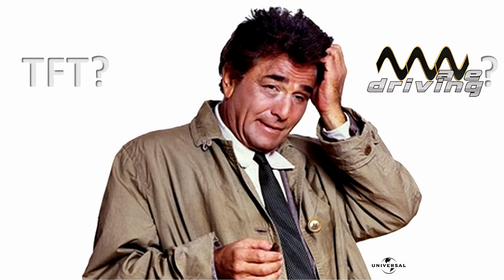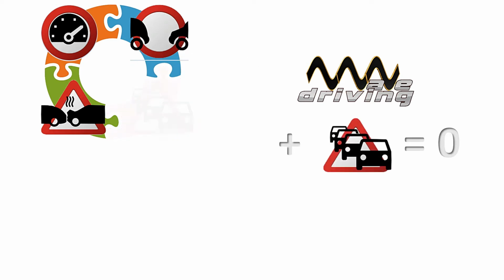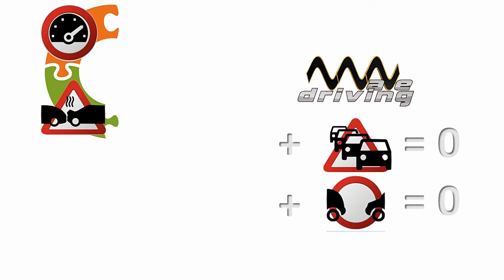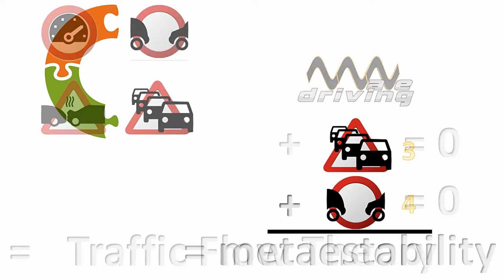What's the right one? If we take wave driving with its 4 variables: 1. Speed. 2. Safety distance. 3. Anti-jamming zone. 4. Unused space. And we make variable 3 worth 0, and variable 4 also worth 0, then it turns out that what we get is nothing more than the old traffic flow theory.